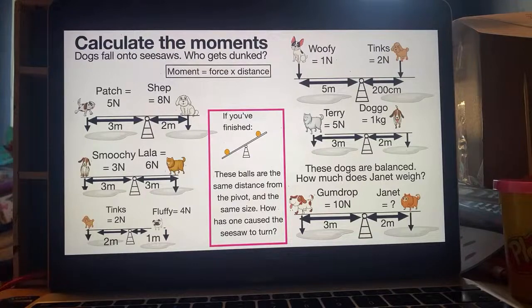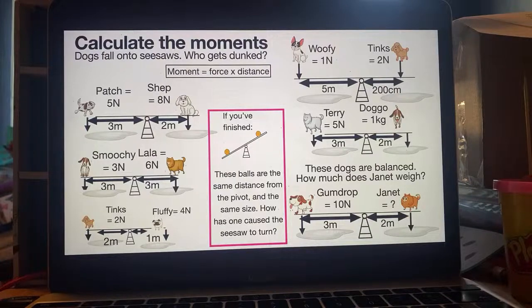The fourth one, Woofy weighs 1 newton and is 5 meters away from the pivot on the left-hand side. Can you enjoy? I'm really enjoying saying this. Tinks weighs 2 newtons and is 200 centimeters away from the pivot on the right-hand side. And Terry weighs 5 newtons and is 3 meters away from the pivot on the left-hand side. It just sounds like some sort of cool song. And Doggo is 1 kilogram and 2 meters away from the pivot on the right-hand side.